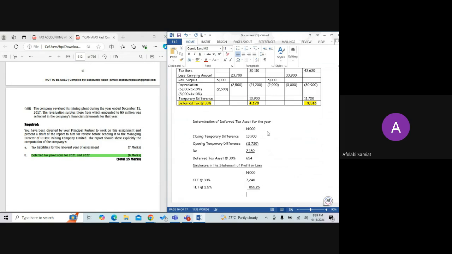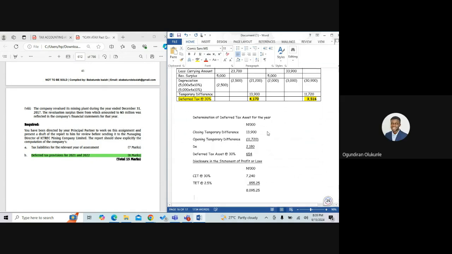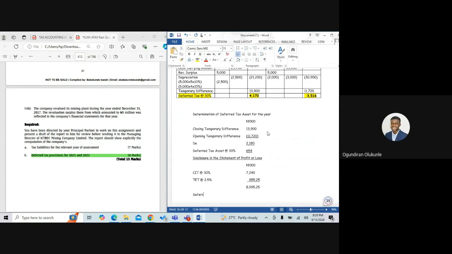We have 8,095.25, right? Then you have deferred tax provision set at 2.5. What's that? 654? You said what, sir? Deferred tax provision. So you have 654? I don't know where you picked that 654 from. Okay, yes, 654.